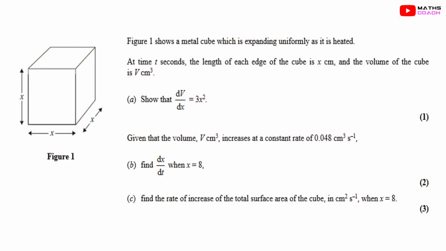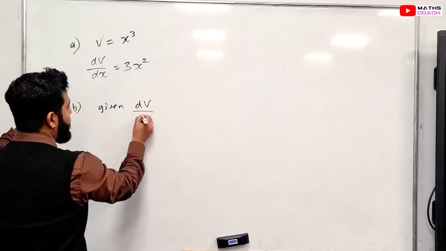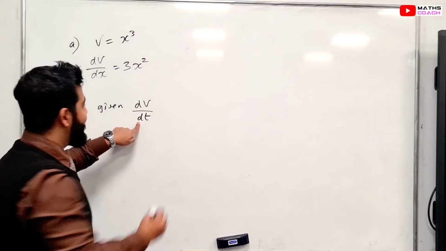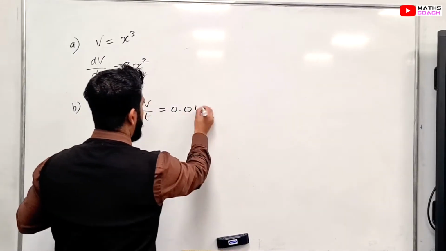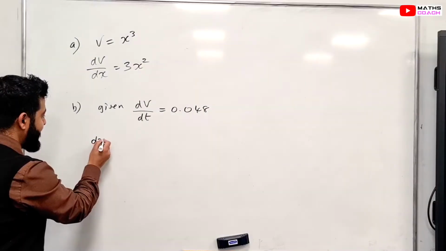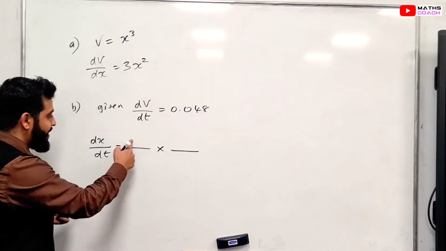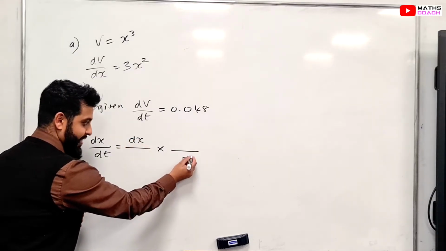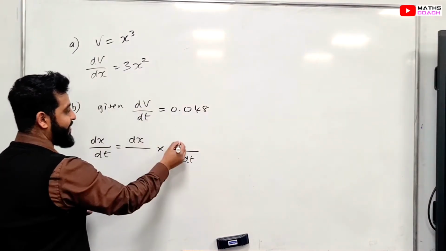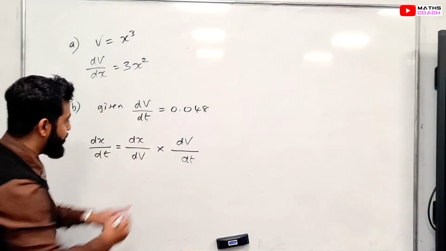For part B, it says given that the volume increases at a rate of 0.048. So what is it giving you? It's giving you the rate of increase of the volume with respect to t, so dV over dt is 0.048. What are we finding? Find dx over dt. So let's do this, dx over dt, and this is where you are going to apply your chain rule again. Here we'll go dx, here we'll go dt, and you can work out that here and here it's going to be dV. Now dV over dt is right there.